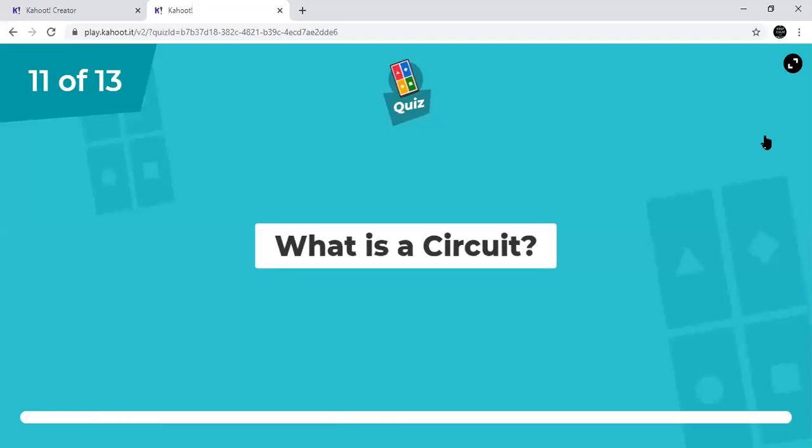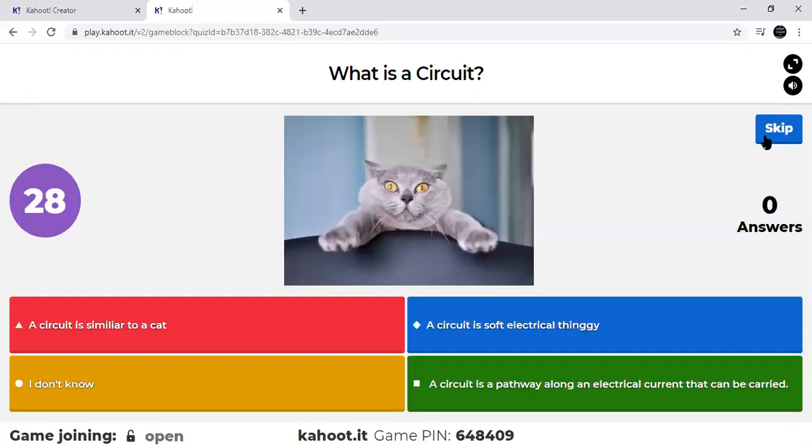Oh, Simran, I can't take hands. You need to use the group. What is a circuit? Circuit is similar to a cat. Meow. A circuit is soft electrical thing. I don't know. Or yeah, a circuit is a pathway.